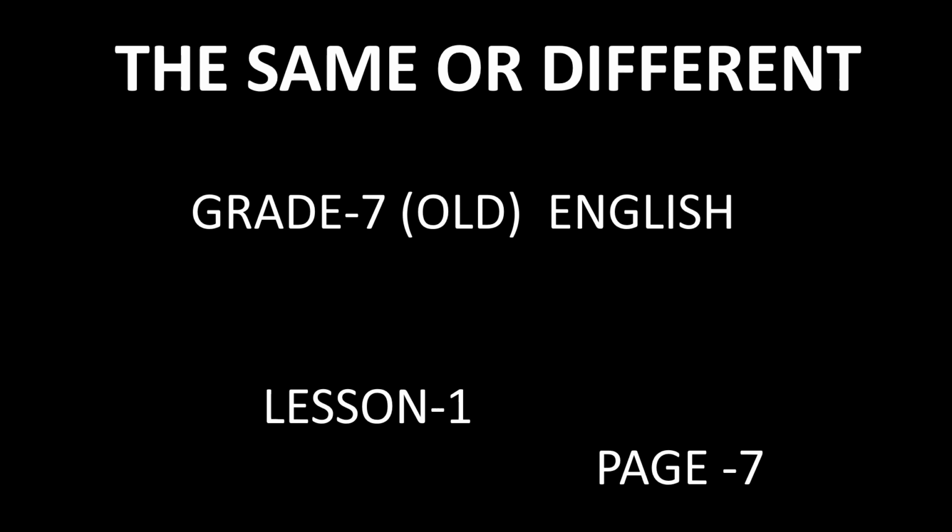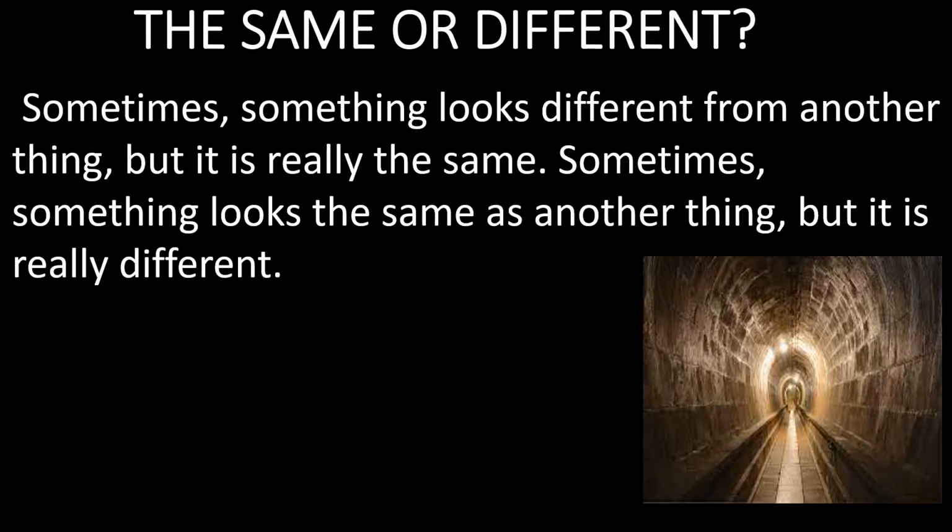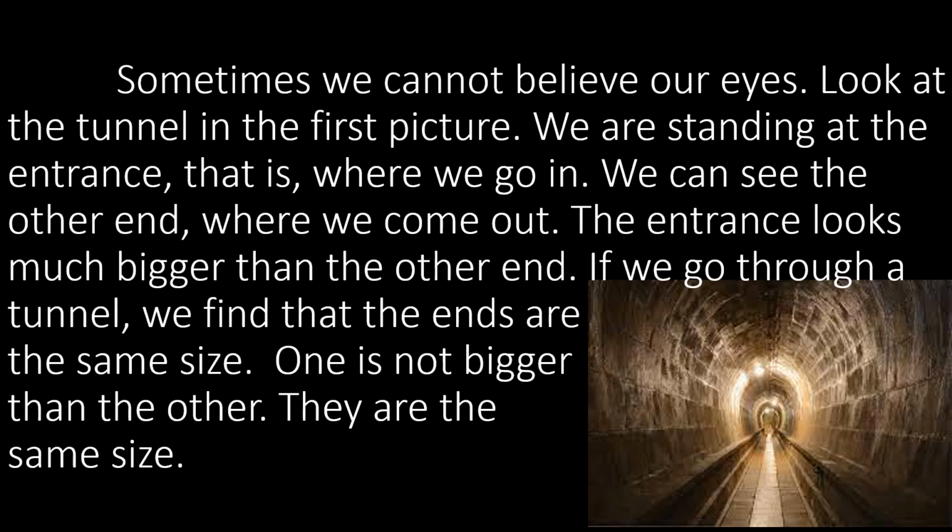The same or different. Grade 7 Old English. Lesson 1, page 7. The same or different. Sometimes something looks different from another thing, but it is really the same. Sometimes something looks the same as another thing, but it is really different. Sometimes we cannot believe our eyes.